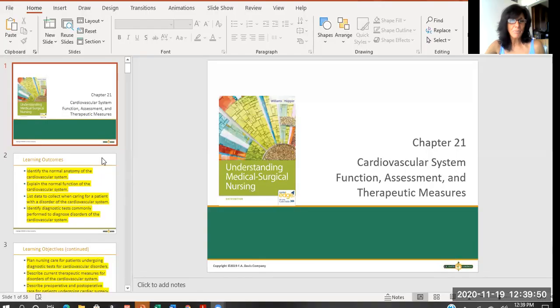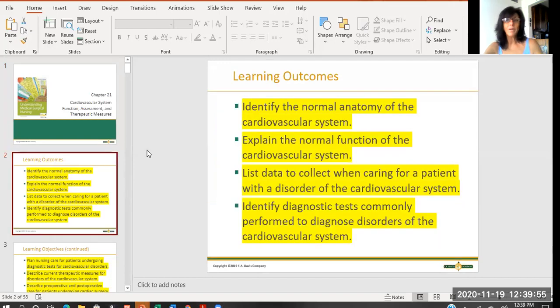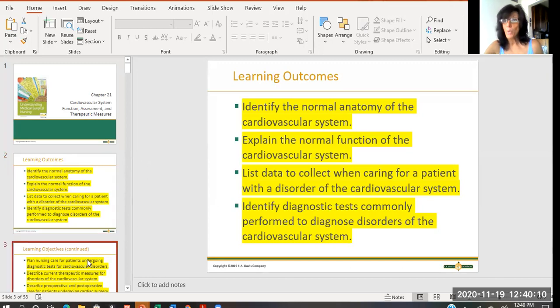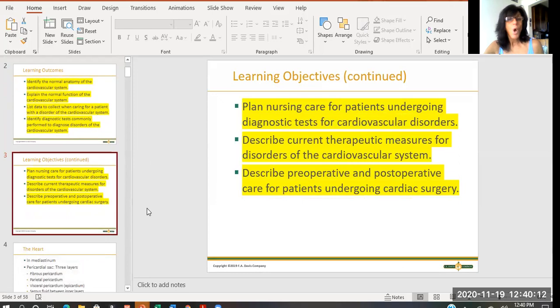Okay, and here we go. Chapter 21, cardiovascular system function assessment, therapeutic measures. What are we going to learn? The normal anatomy of the cardiovascular system, how it functions when it's working right, so this way you can understand it when it's broken. What kind of data we collect with these patients, what diagnostic tests you need to know about to diagnose disorders of the cardiac system, nursing care for patients undergoing certain diagnostic tests, therapeutic measures, pre-op and post-op care for patients that are going to be having cardiovascular surgery.